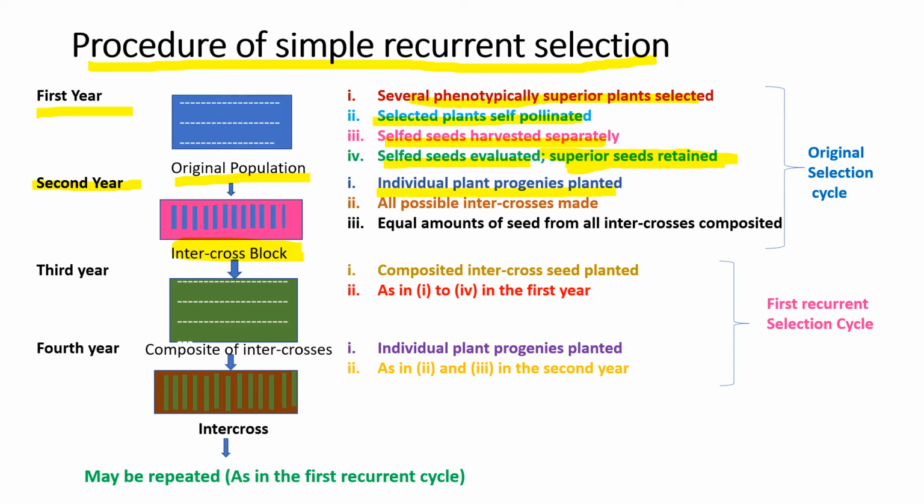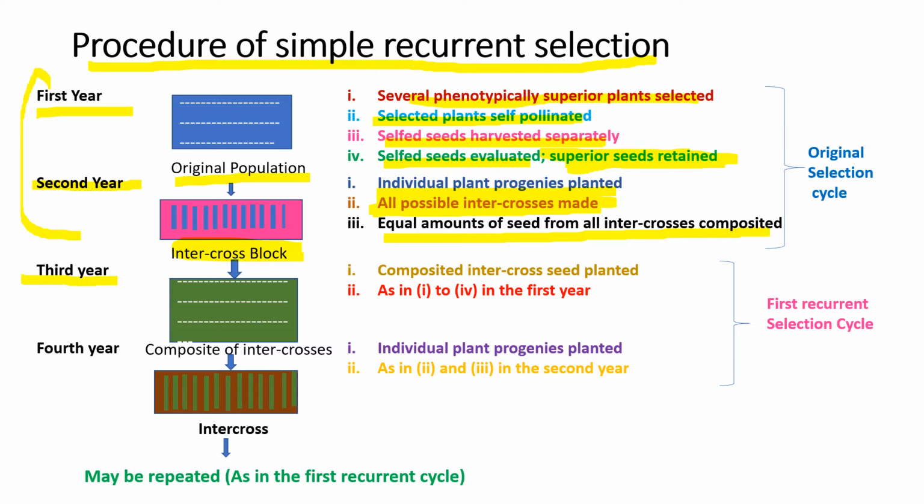Individual plant progeny are planted. All possible intercrosses are made. An equal amount of seed from all intercrosses are composited. This is first year and second year. This is the original selection cycle. And then this is repeated in third year and fourth year.